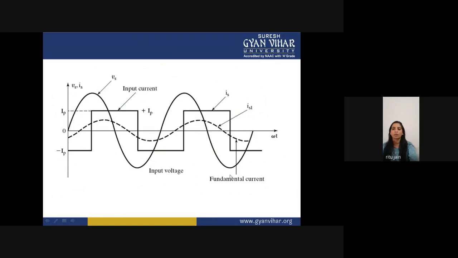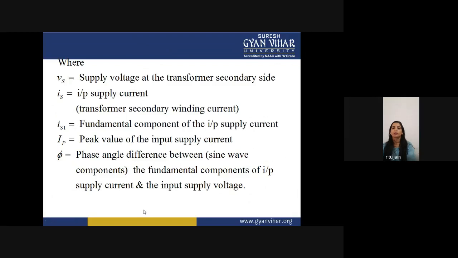This is your input voltage, fundamental current, and IS1. So you can see that this is your supply voltage Vs, this is your output voltage, and this is your input current which you are getting, with its peak value from minus IP to IP. Vs is the supply voltage at the transformer secondary side, Is is the input supply current, and Is1 is the fundamental component of the input supply current.